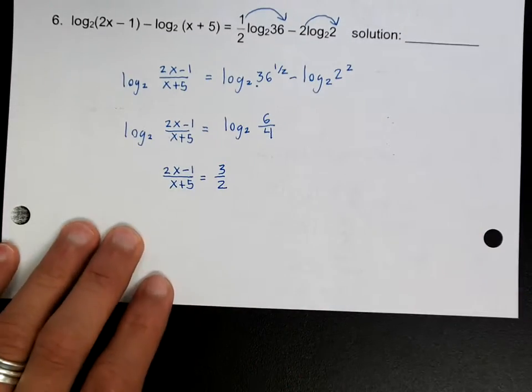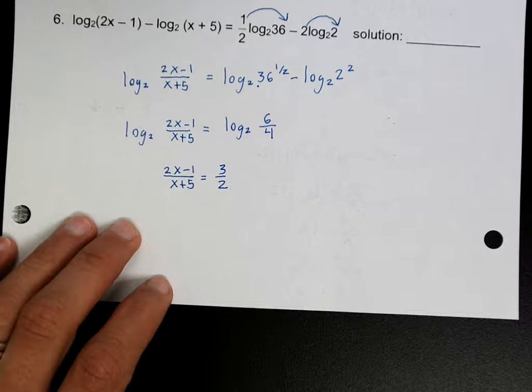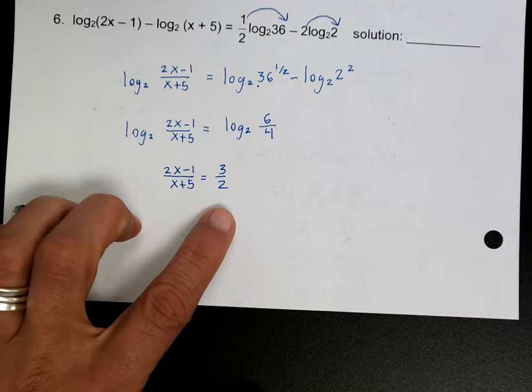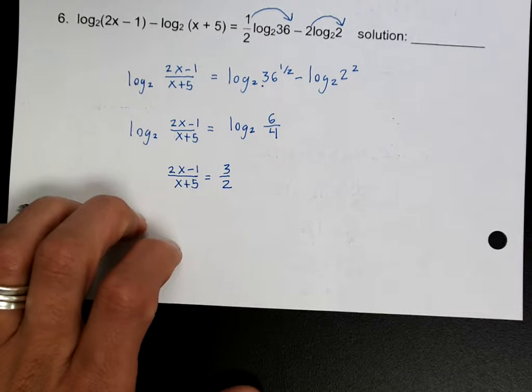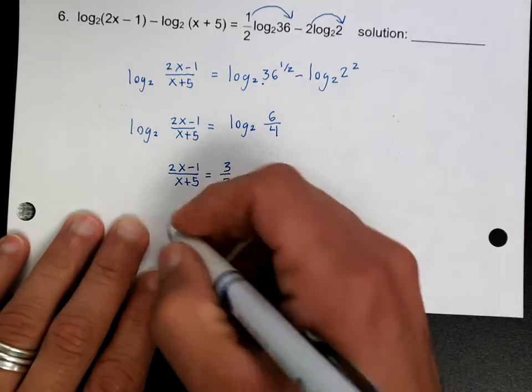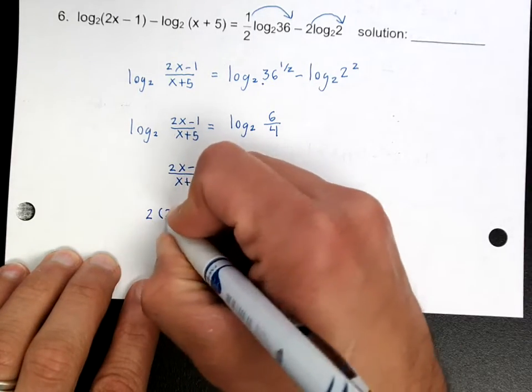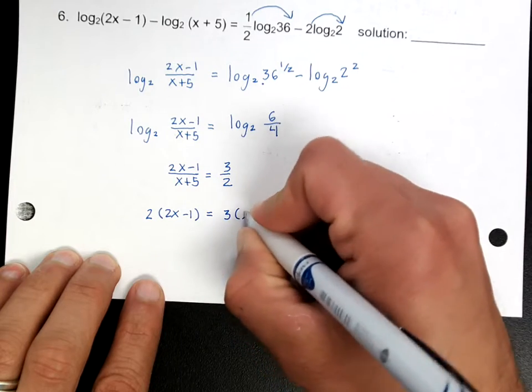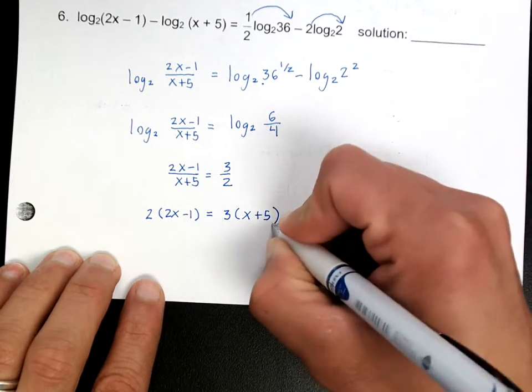How do you solve for x on that? Kind of the same way we did like 3 and 4. If you have two fractions, you can cross multiply and then solve for x afterwards. Alright, so I'm going to cross multiply. So I'm going to multiply 2 times 2x minus 1, and I'm going to set that equal to 3x plus 5. Like that.